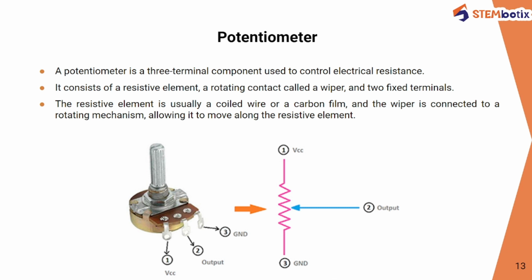This is how the potentiometer looks like. The three terminals and the resistive element. First terminal is VCC, which provides supply voltage. After that, second is output, means from which you can get the output. And the third is ground, which will provide a ground connection, means it is going to be connected to the ground pin, and using this you can supply the voltage.